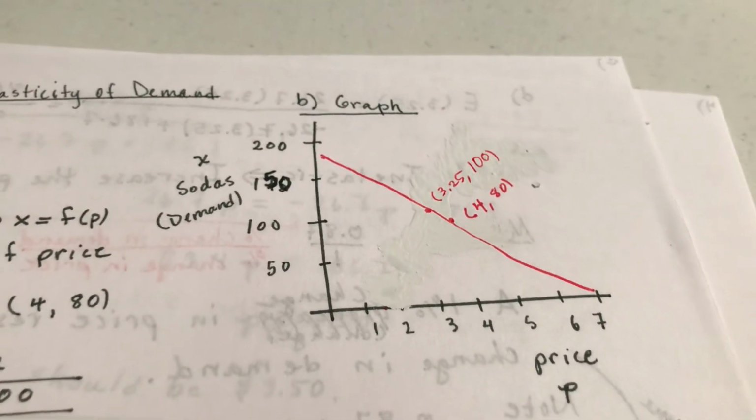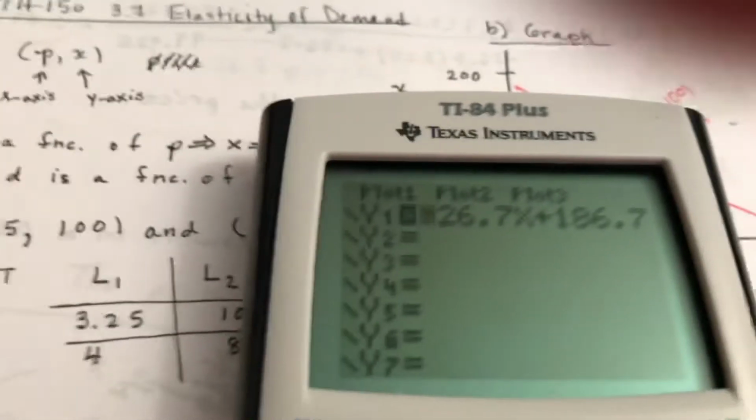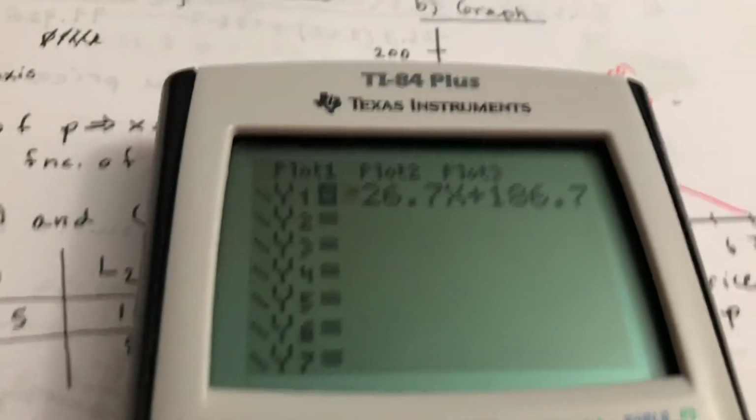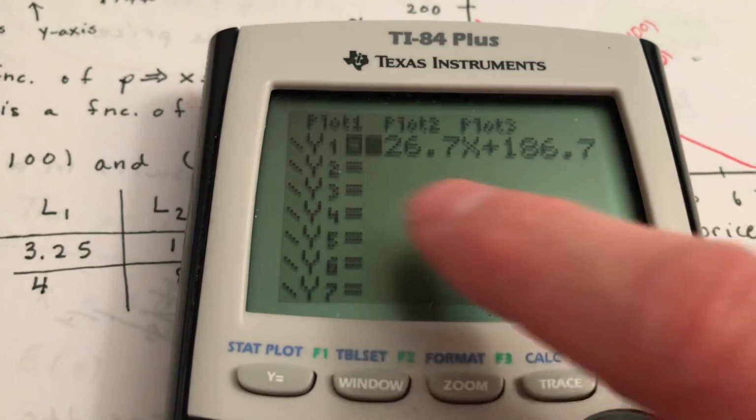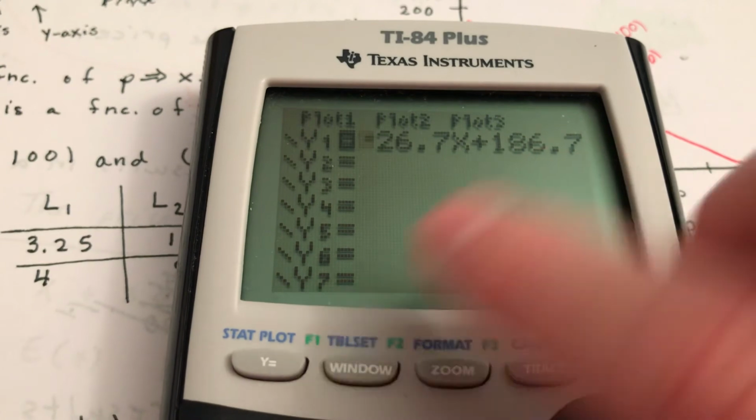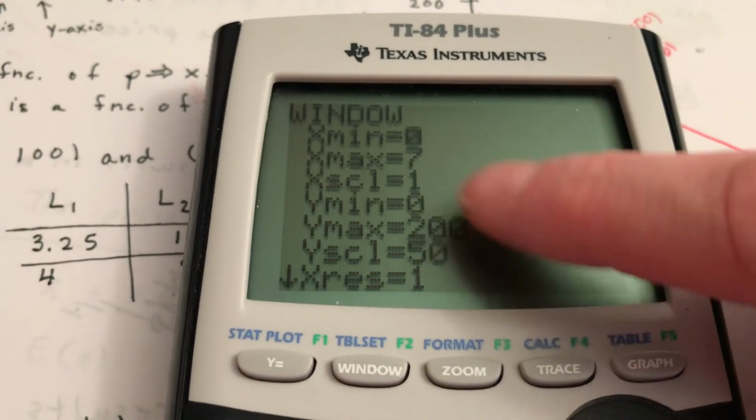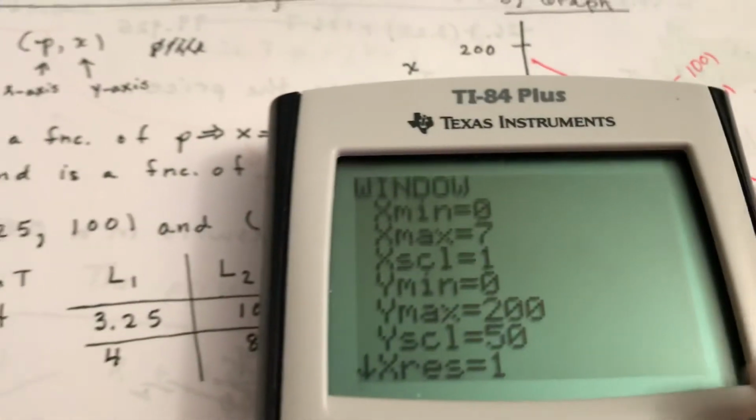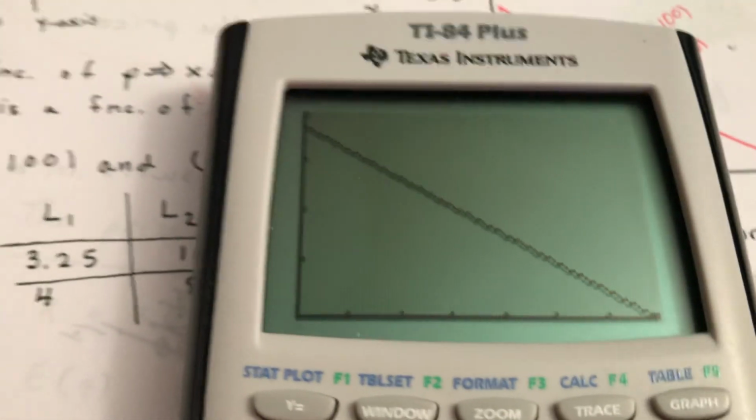You can do this in your calculator as well. I've given you the window. So you're going to go to y equals, now this whole x and p reversal is going to get a little tricky. So if you wanted to put it in here, you put in negative 26.7x plus 186.7, your window. I already gave it to you as 0 to 7 by 1s and 0 to 200 by 50s. And then if I hit graph, there is the equation using your calculator.